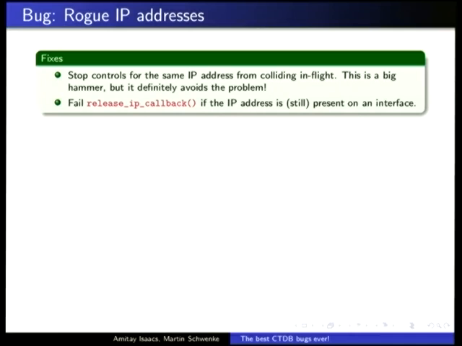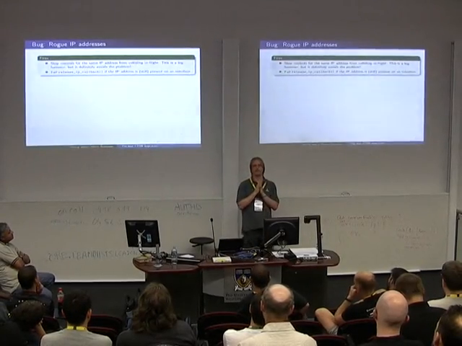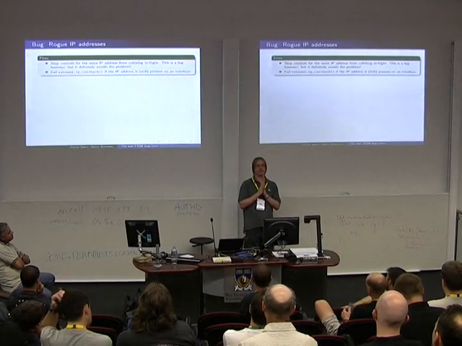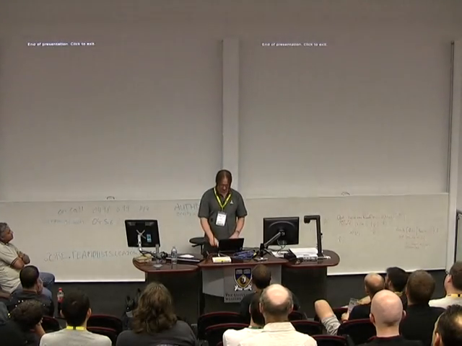And the other thing is, of course, in the release IP callback, you have a look and you say, hey, operating system, is this IP address on an interface somewhere? And if it says yes, you go, oops, and you return an error. So we've done a couple of fixes there.